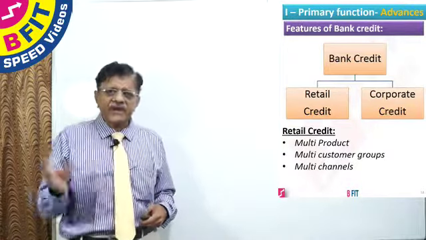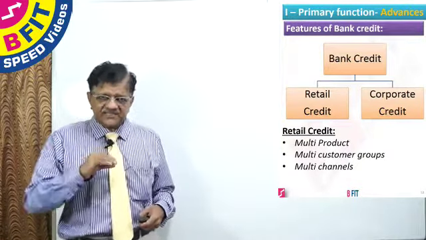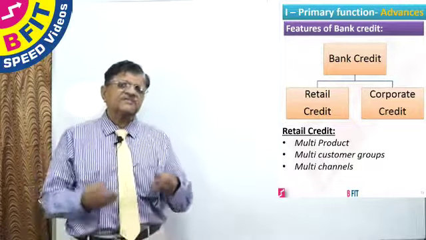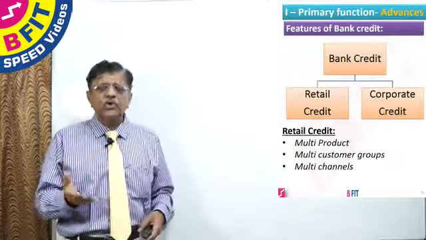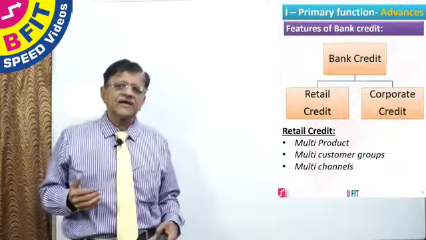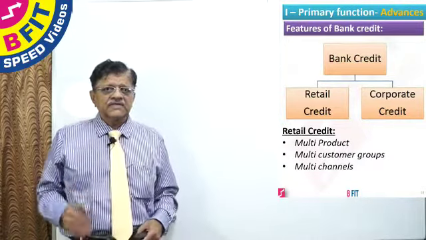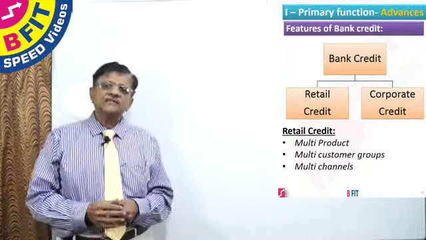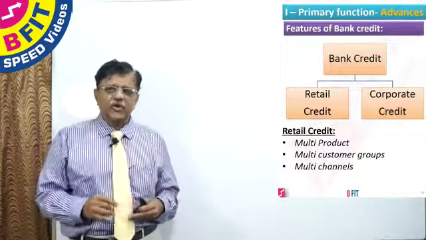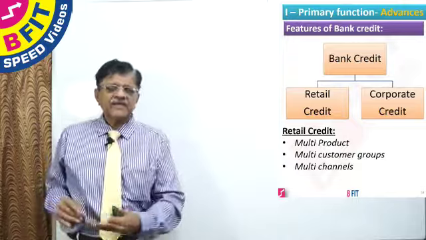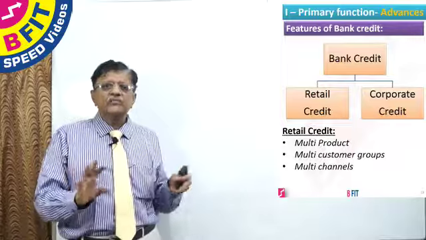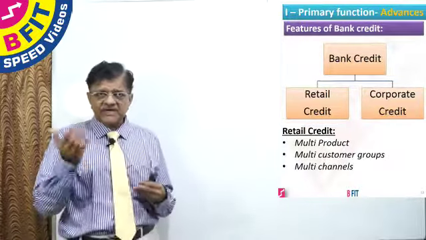It is multi-product, multi-customer group, and multi-channels. Multi-product means what? A bank has got several products under retail credit: housing loan, educational loan, agricultural loan, so many loans available for individuals. Then multi-customer groups. It is not concentrating on one customer group. One customer group may be salaried people, another may be MSMEs, a third may be agriculture. So it is not given to only one customer group. It is a multi-customer group.